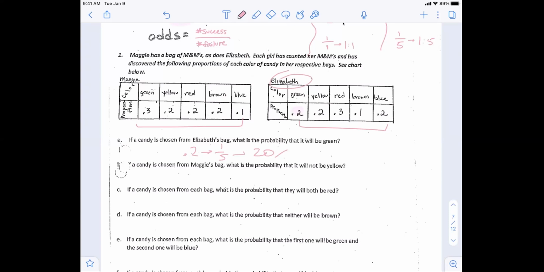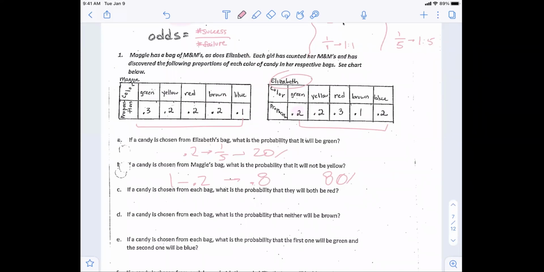Next, if it's chosen from Maggie's bag, what's the probability it will not be yellow? Well, what's the probability it will be yellow? 0.2. And so if I want everything that's not yellow, we can think of it as 1 minus 0.2, which is going to be 0.8 or 80%.